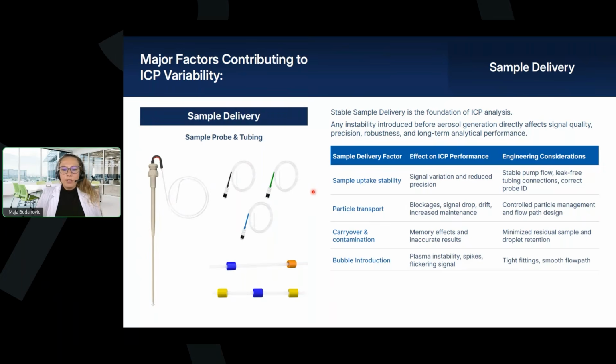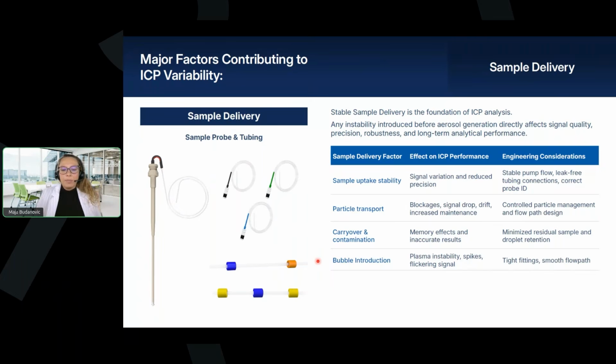The next factor is the particle transport. As you already know, the samples are usually not perfectly clean. Depending on the application, suspended particles or precipitates or even dust from the environment can enter the sample path and contribute to blockages. Another important factor is carryover. Any residual sample that remains on your sample probe or within the flow path can contribute to carryover, and that will affect your subsequent measurements.